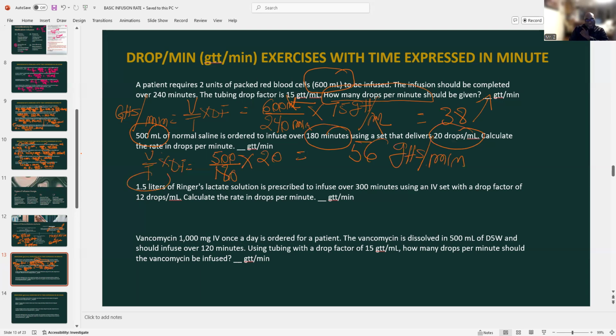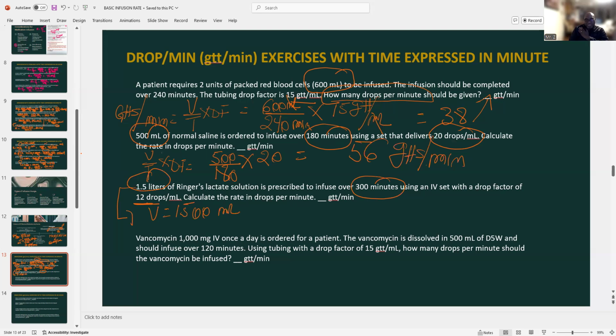Let's look at number 3. You got 1.5 liters to be infused over 300 minutes. The drop factor is 12. We have a problem. The 1.5 liters, you've got to bring this to milliliters. We learned that your volume must be in milliliters. You will do 1.5 times 1,000. Your volume would be 1,500 milliliters.